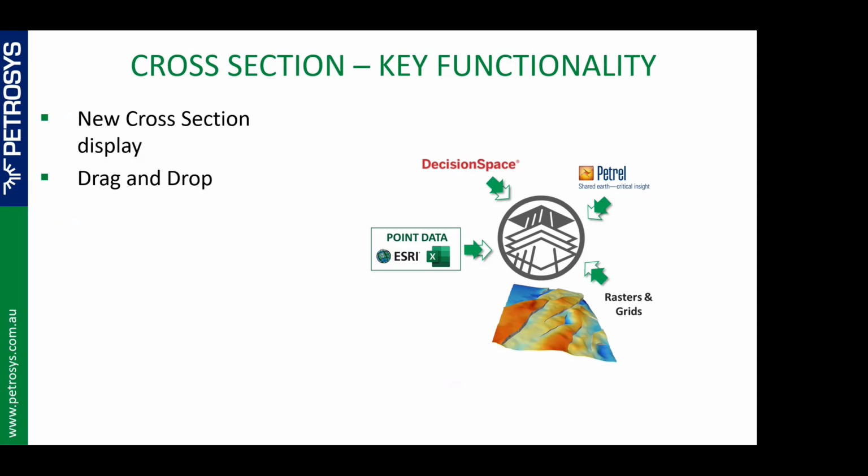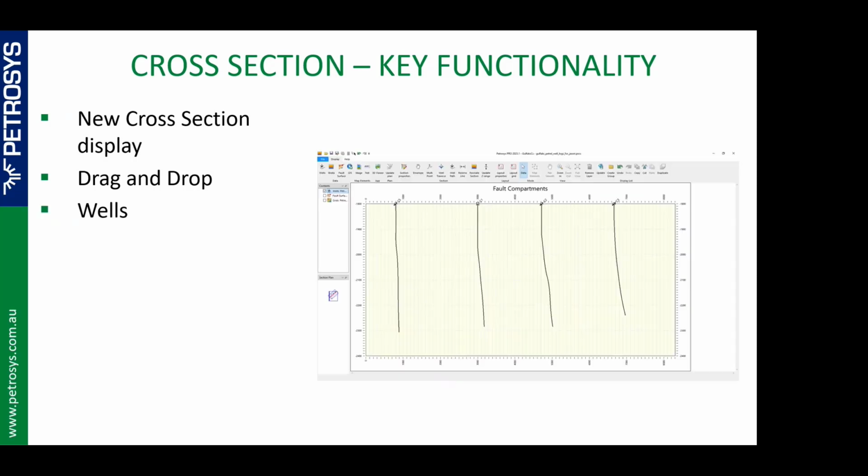You can drag and drop point data from Excel or shape files into the cross-section, or from raster and grids, or data from Petrel and DecisionSpace, in the same way that you work with mapping and surface modeling. I'll show you how that works specifically in the second example.